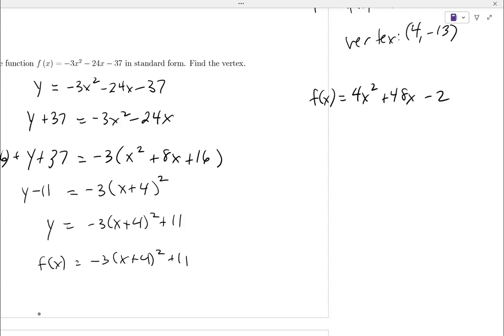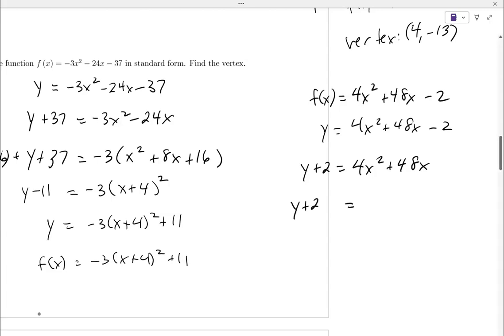Again, like I said, first thing I like to do is just make that a y so I don't have to write f of x every single time. If you want to write f of x every single time, go right ahead. I don't care. First step. Add the 2. Good. Next step. Factor out the 4. When we factor out the 4, we're left with x squared plus 12x. Good. That part?